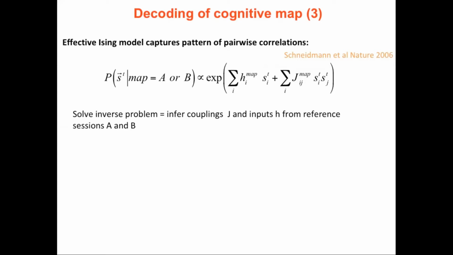So here what we will do is build two different models, one model for map A and another model for map B, and we will use the reference session to do that. The idea is to have a function, which in this particular case is a probability, which tells us how likely a certain vector of activity, S at time t, is within the model corresponding to map A or within the model corresponding to map B.